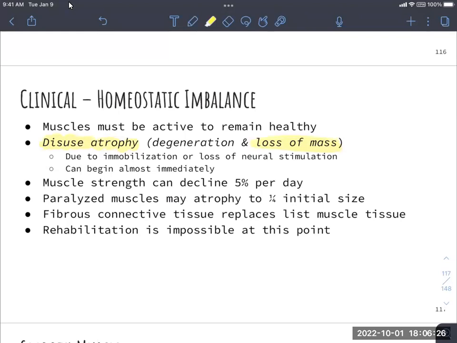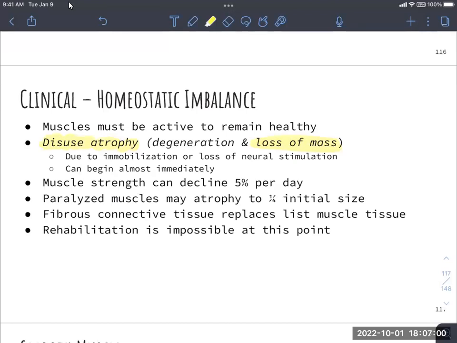Somebody who is bedridden, they're going to have smaller muscles. If you've ever had a cast on an arm or a leg somewhere, when they take the cast off, the leg that had the cast on is a lot smaller than the leg that did not, because that leg was not being used. So those muscles, they lost their muscle mass.